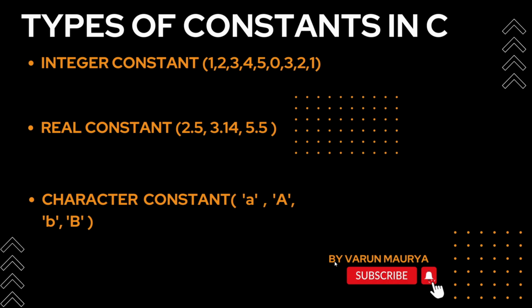A constant is a name given to unchangeable values whose value remains the same till the execution of the program. We have three types of constants in our C language. First is integer constant, second is real constant, and third one is character constant. In integer constants, we have values like 1, 2, 3, 4, 5, 0, etc. In real constants, we have values like 2.5, 3.14, 5.5, which means decimal values. And in character constants, we have characters like small a, small b, capital B, etc.